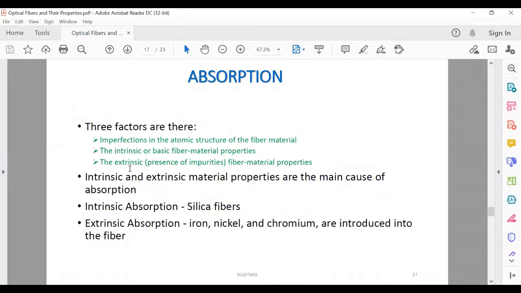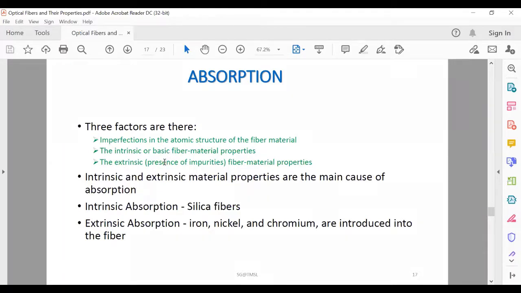Now, imperfections in the atomic structure induce absorption by the presence of missing molecules or oxygen defects. Absorption is also induced by the diffusion of hydrogen molecules into the glass fiber. These intrinsic and extrinsic material properties are the main cause of absorption. So what is intrinsic absorption?